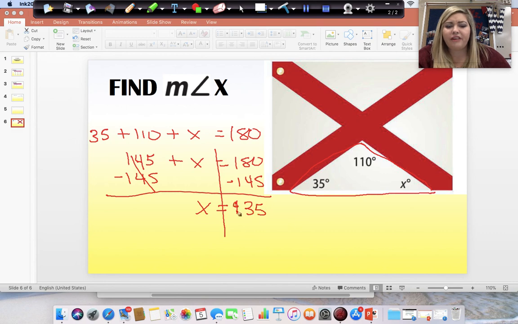Not 135, I don't know what I was thinking. 35 degrees. So the measurement of angle X is equal to 35 degrees.